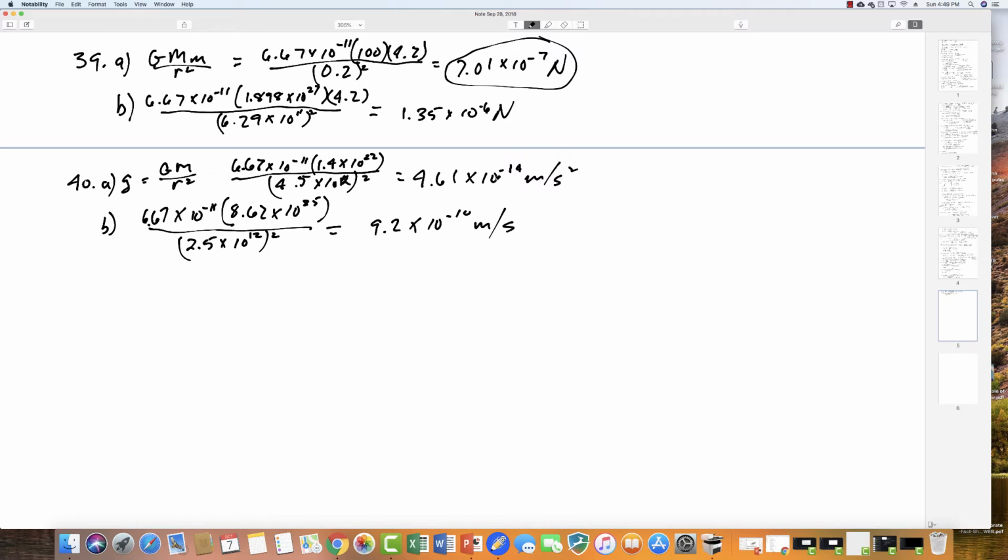So there's a thousand difference between these two, actually a 10,000 difference. If you divide, which is what they ask you to do in the next part, if you divide this number by this number, you find that the influence of Uranus is greater than the influence of Pluto by 20,000 times.